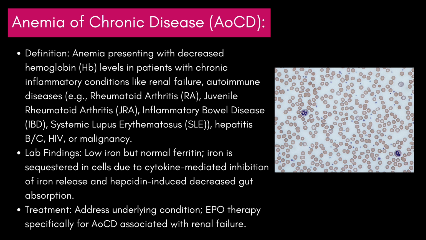Lab findings: low iron but normal ferritin. Iron is sequestered in cells due to cytokine-mediated inhibition of iron release and hepcidin-induced decreased gut absorption. Treatment: address underlying condition. Erythropoietin therapy, specifically for anemia of chronic disease associated with renal failure.